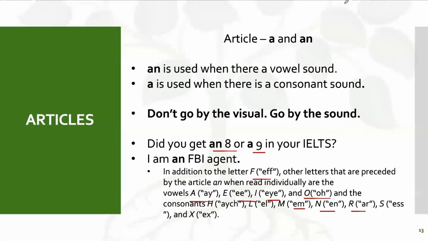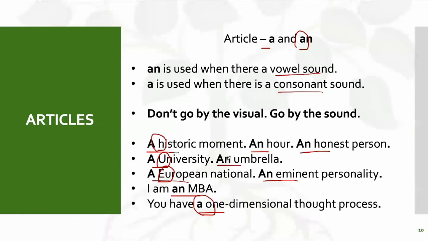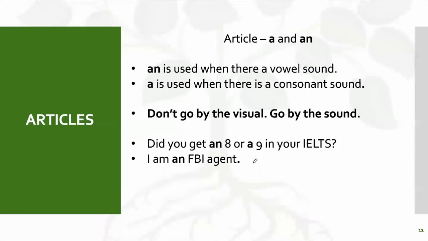That's how you use an in front of nouns that are singular and countable and whose specific identity is not known. In all these examples, we don't know which historic moment, which hour, which umbrella we're talking about. So that's about a and an.